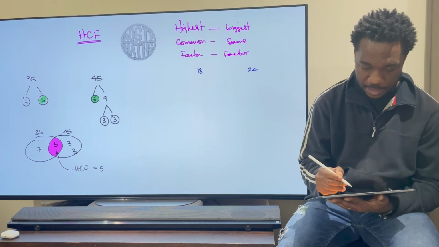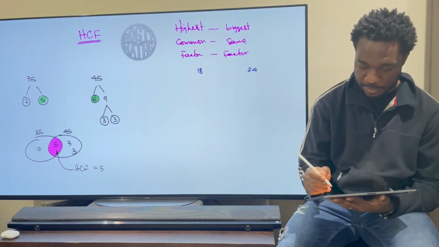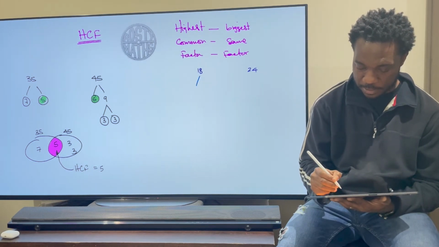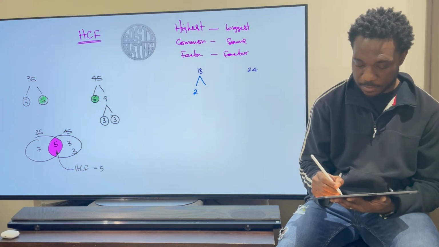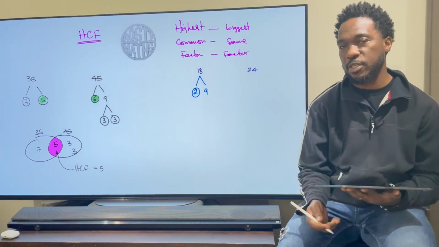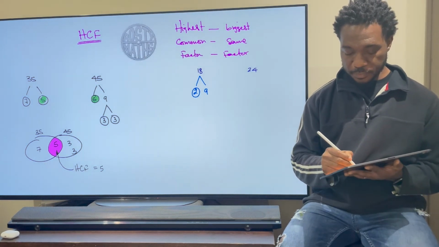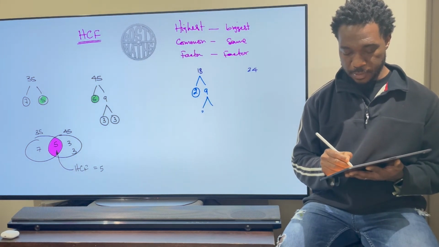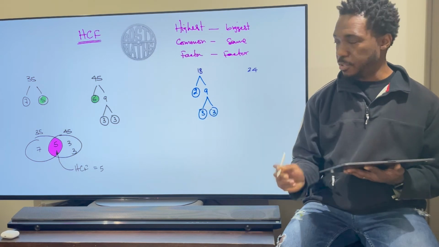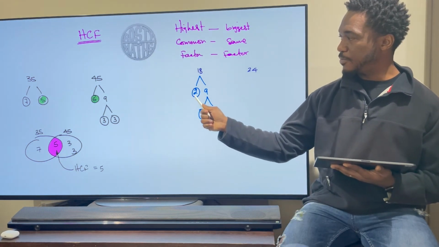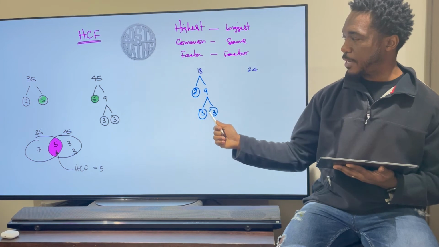And for that, I am going to change the color of my pen. So let's go for 18. 18 is an even number, so 2 times 9. If you watch my video, don't forget, I'll tell you why I've used a 2 there. And 9 is going to be 3 times 3. So we'll circle those. So this is now finished. It's only prime numbers here.